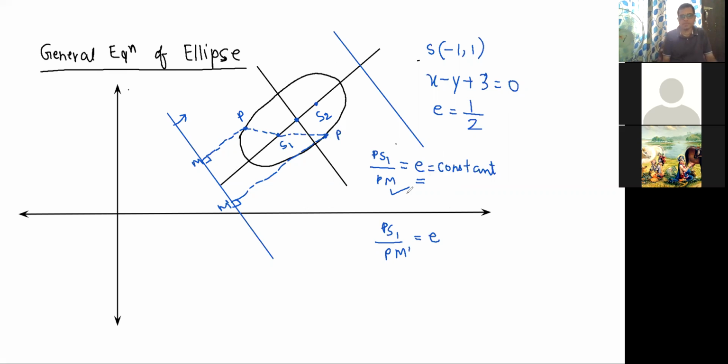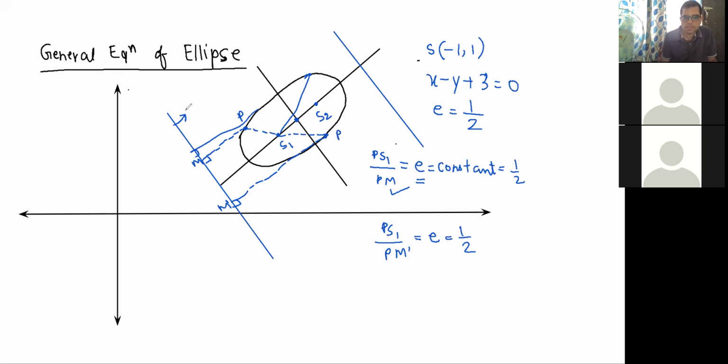What is the value of e? Half, 1 by 2. It means that anywhere you take a point P and you measure the distance, either from this axis or this axis, anywhere, so you measure this distance, this will be, let's say, PM, and this is PS1, this ratio will be equal to half. So this is the criteria for finding the general equation.